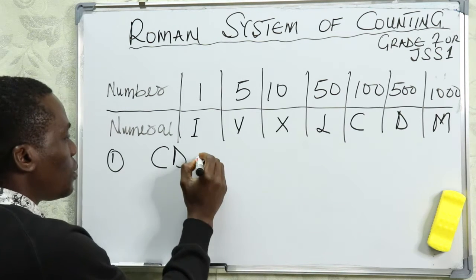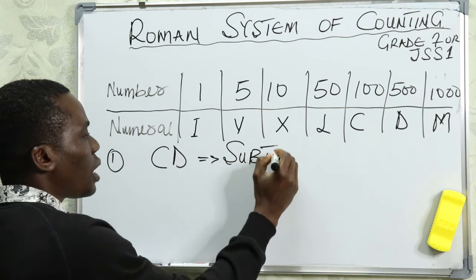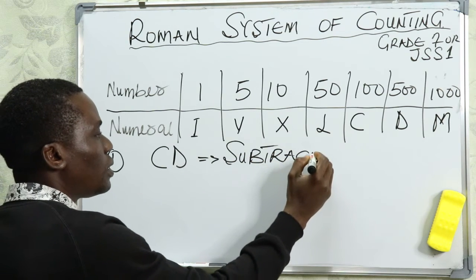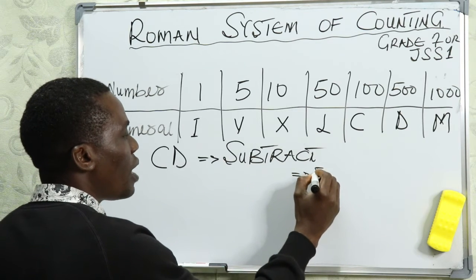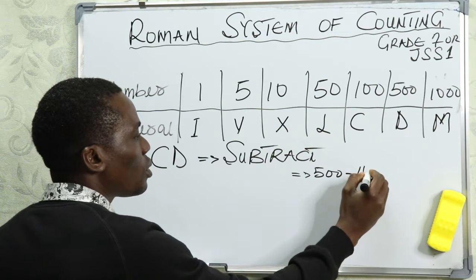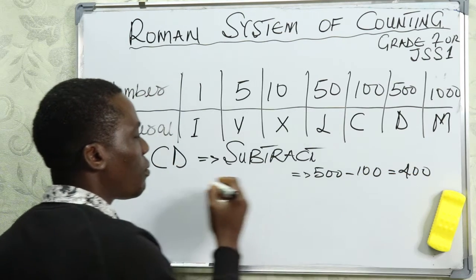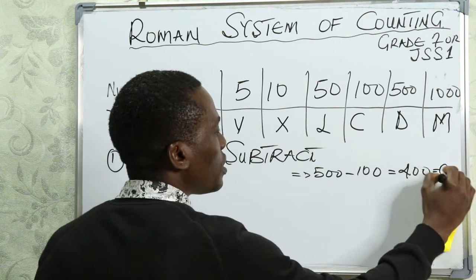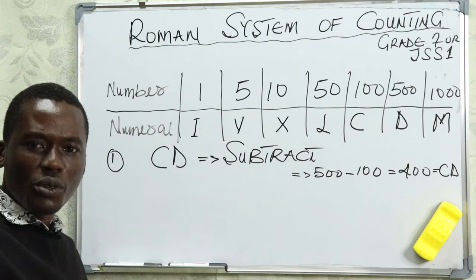What do you have to do? My principle says you should subtract. Take note of this. Now if you subtract this, you are going to have 500 minus 100, and that is 400. So you see, 400 is equal to CD. I guess you get that.